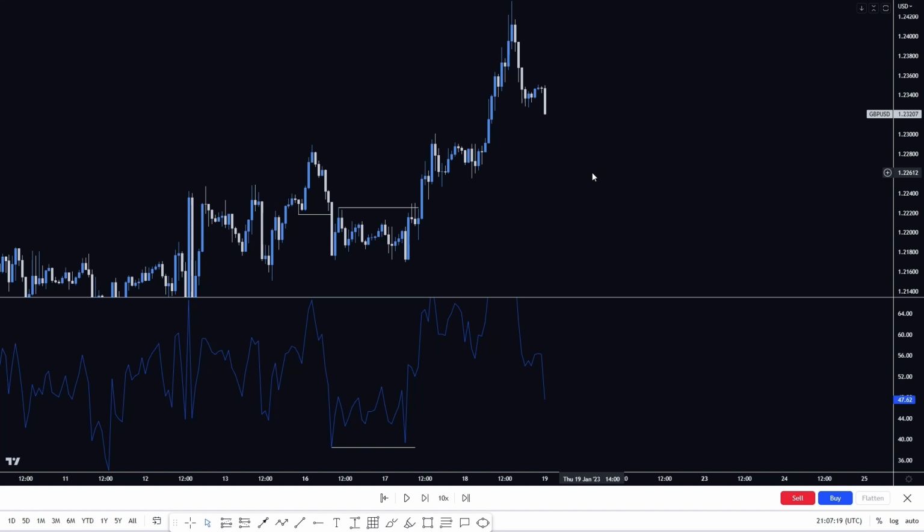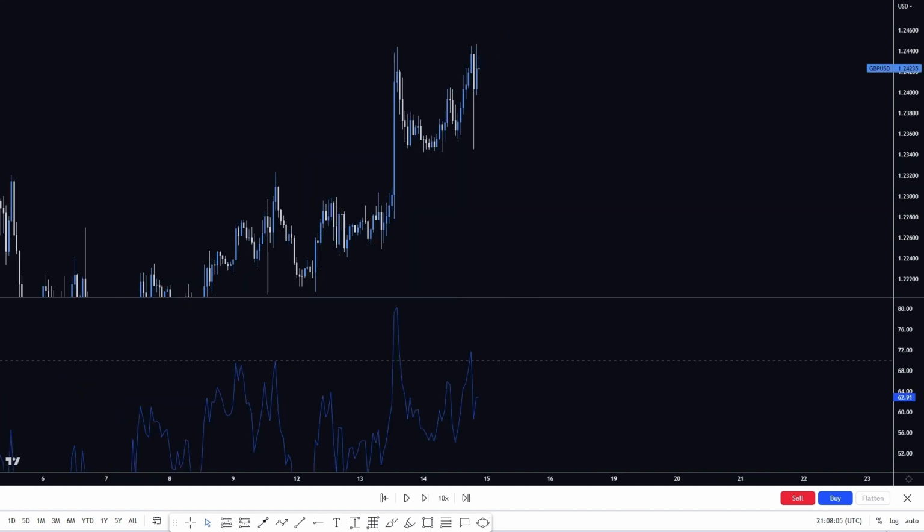Now let's have a little look at a slightly different situation. So again, this is a slightly different situation, and in this example, what are we looking at?